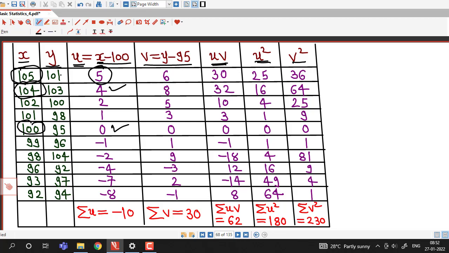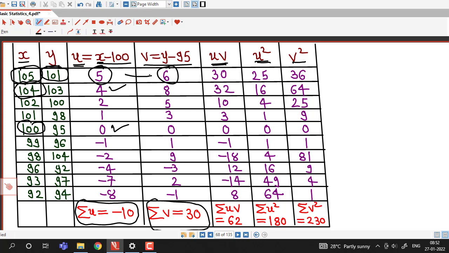Similarly, v is y minus 95. So if I take y equal to 101, 101 minus 95 is 6, and in this way I have obtained all these deviations. Sum of all these deviations turns out to be minus 10. Here sigma v becomes 30.